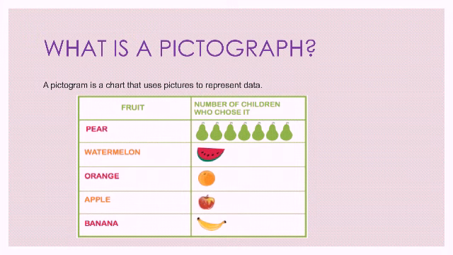Watermelon, only a part of the watermelon is given. That is one diagram, so only one child likes watermelon. Orange, again 1, so only one child likes orange. Apple, only one diagram given, so only one child likes apple. Banana, also a banana is given, so only one child likes banana. That means in a pictograph, each diagram or each figure represents a child.